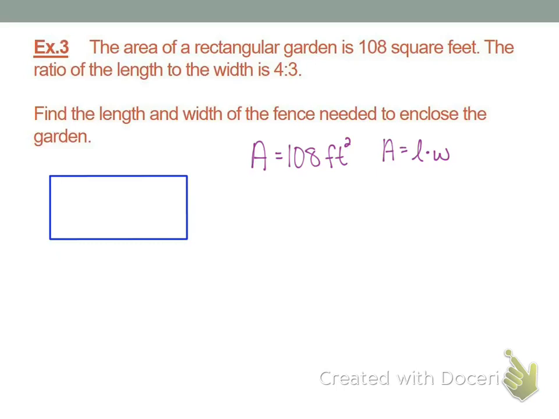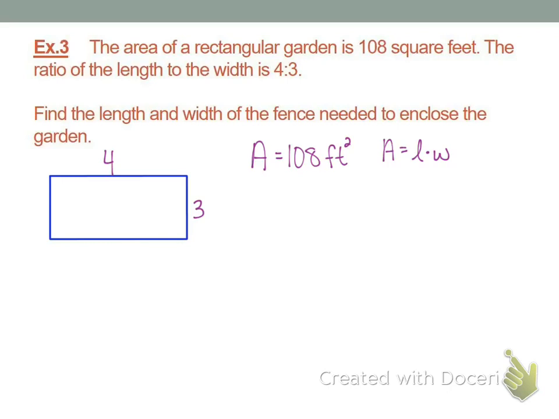They tell us the ratio of the length to the width is 4:3. So, for example, I could label the length with a 4 and the width with a 3. However, I know that my length and width are not really 4 feet and 3 feet because 4 times 3 does not equal what? 108. I know that this is the ratio I have to keep though.